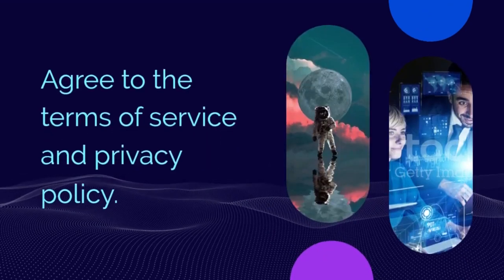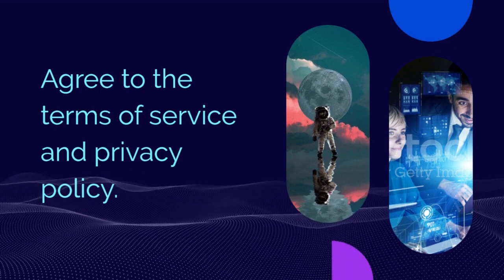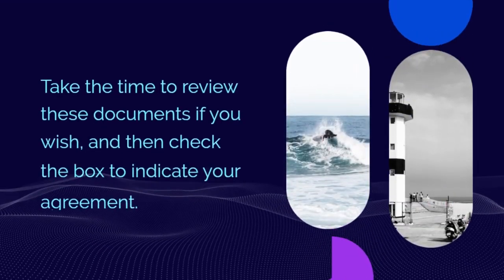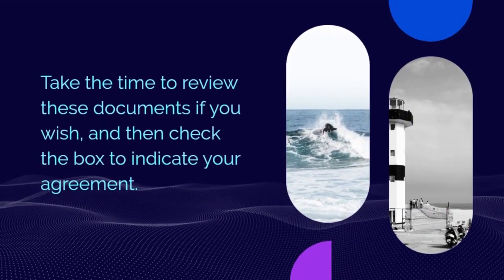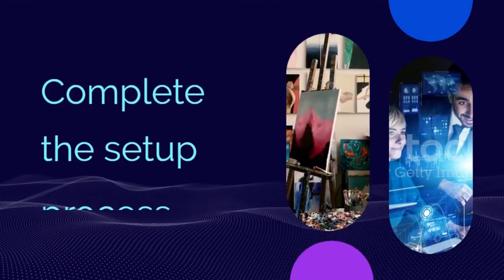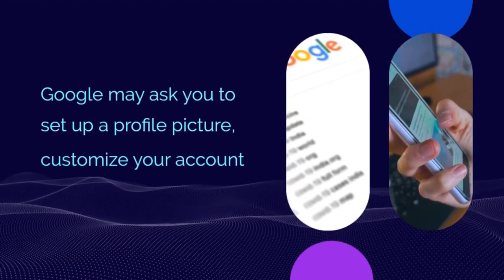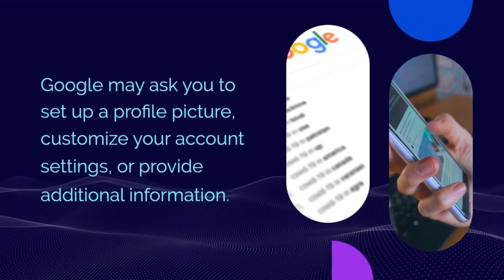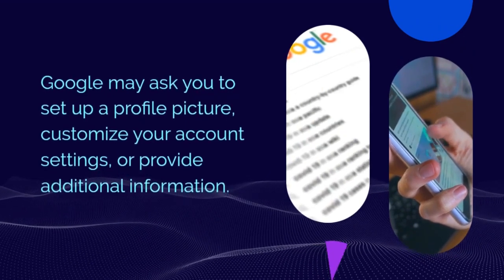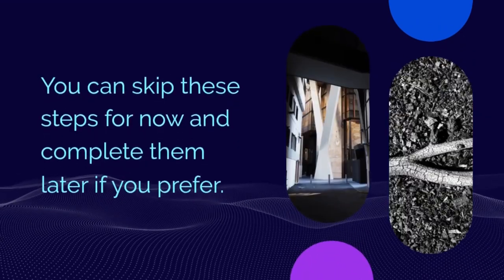Agree to the terms of service and privacy policy. Take the time to review these documents if you wish, and then check the box to indicate your agreement. Complete the setup process. Google may ask you to set up a profile picture, customize your account settings, or provide additional information. You can skip these steps for now and complete them later if you prefer.